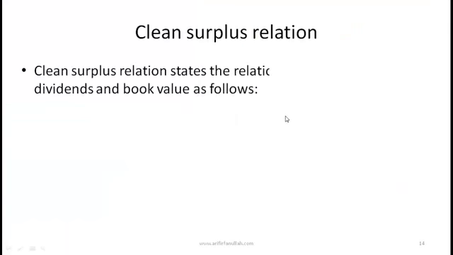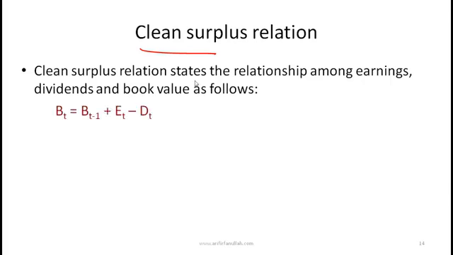One of the limitations of the residual income model is that it assumes a clean surplus relation. How many people know what clean surplus versus dirty surplus means? Okay, so you will know very shortly. Clean surplus relation states the relationship among earnings, dividends and book value as follows. Basically when we say clean surplus accounting, what we are saying is that all our increase in equity is flowing through the income statement.